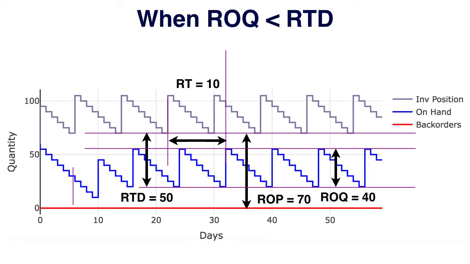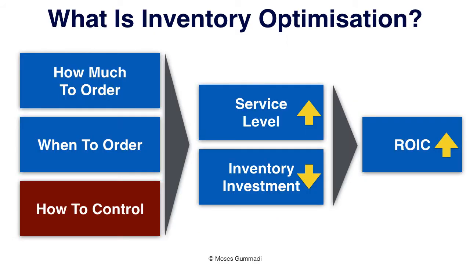Okay. Right, so let's come to the last question of how to control. We talked about how much to order. We looked at EOQ, economic order quantity, and we looked at when to order, and we introduced a term known as ROP, reorder point. So that's the point at which we reorder. So that addresses that question. And now we come to how to control. How do we control the whole system?